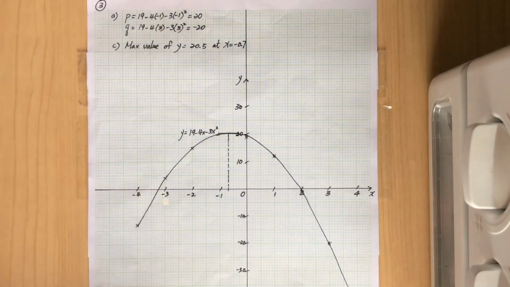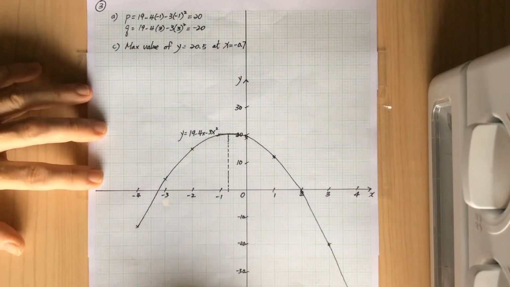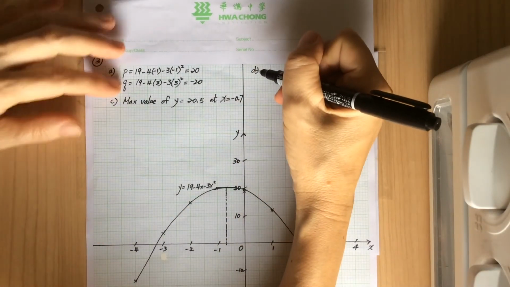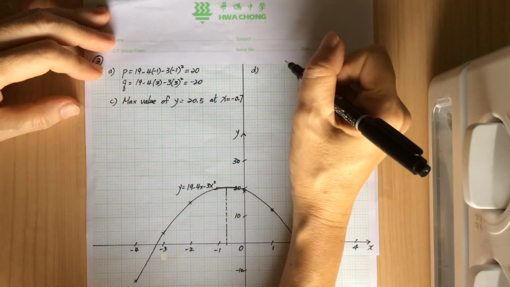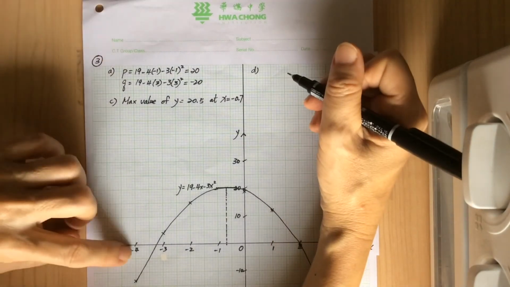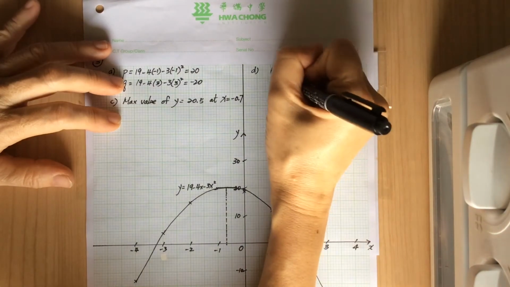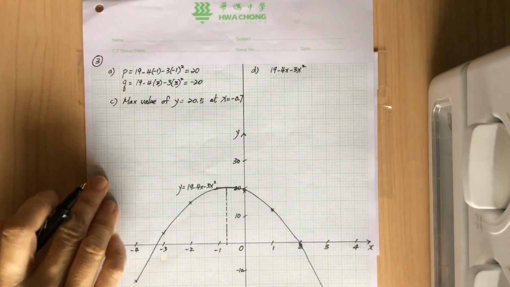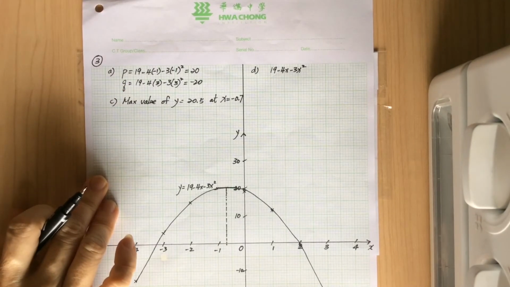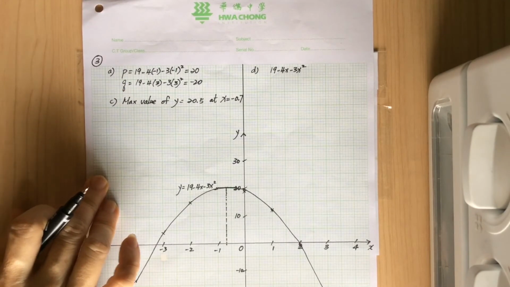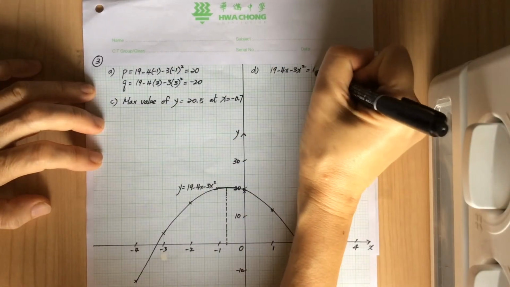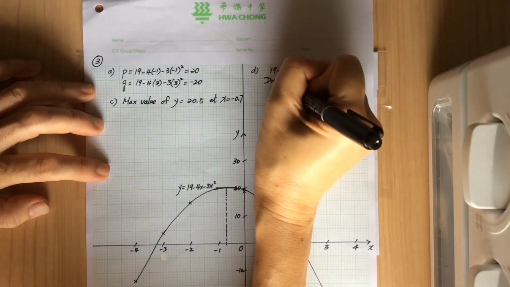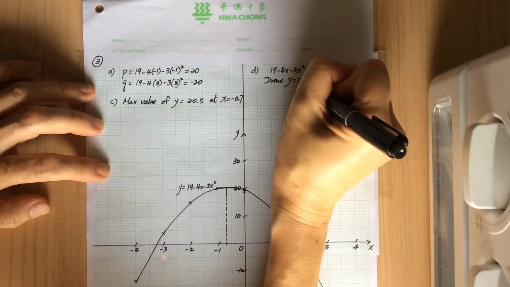Okay, I'm going to write it on the other side. Okay, so we have here part D. Okay, by drawing a suitable straight line, solve the following equation for x between negative 4 to 4. Okay, I have 19 minus 4x minus 3x squared, which is actually the quadratic expression of the graph. Okay, that equals to 15 minus 2x. That means what I'm going to do is I'm going to draw the line of y equals to 15 minus 2x.